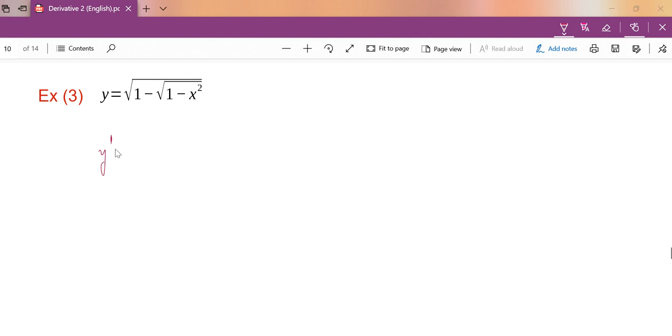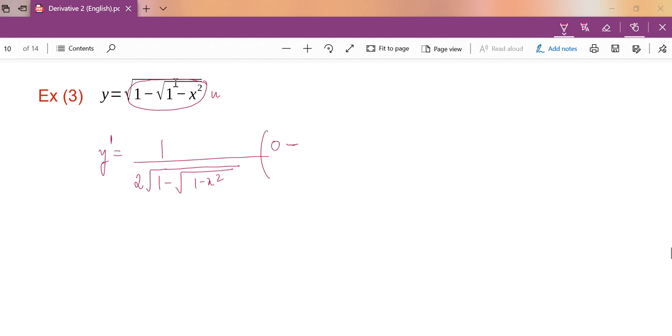Let's see how we can find the derivative y prime. Using our chain rule, what do I get? 1 over 2. Assume that this inside function is some u, so root u. What is the derivative of root u? 1 over 2 root u. Then you find the derivative of the inner function. Okay, let's find the derivative of the inner function.